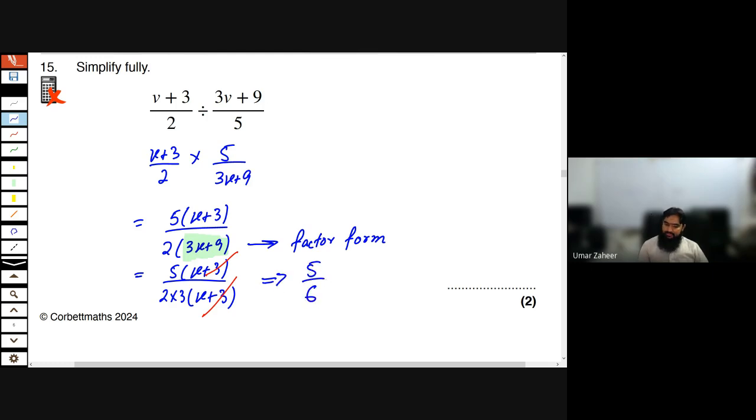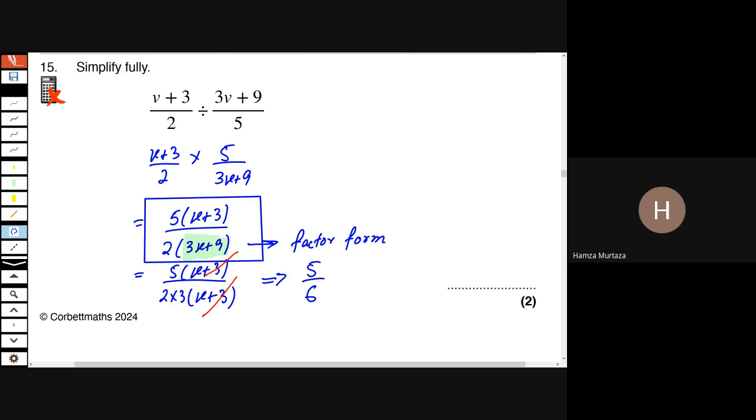5/6. So look here, if I just stop here, obviously I will not get the simplified form. For simplified form, your numerator and denominator must be fully factorized. You get my point? All right, Salim, Hamza, Afan. Yes. All right, Hania. Yes.